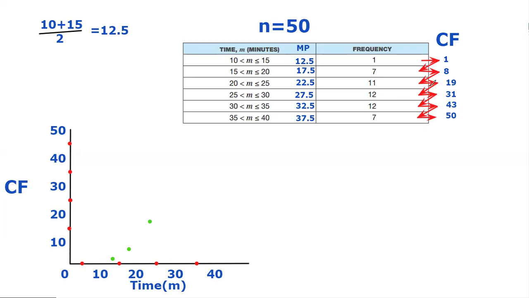Now, the next one after the 19, we have 27.5 and 31. So 27.5, which is almost here, and 31, maybe here. Yes. And then we have 32.5 and 43. 32.5, which is over here, and 43, yes, will be over here.